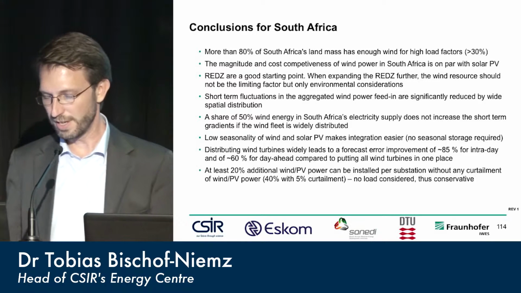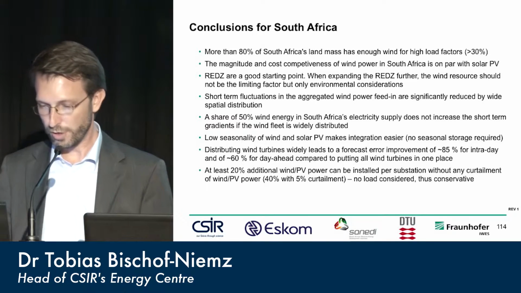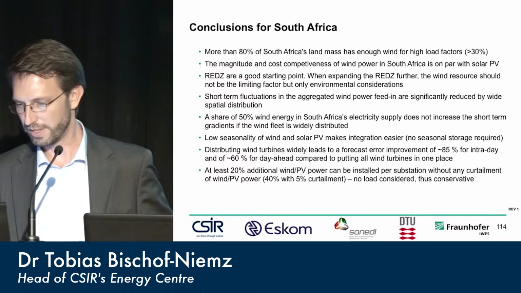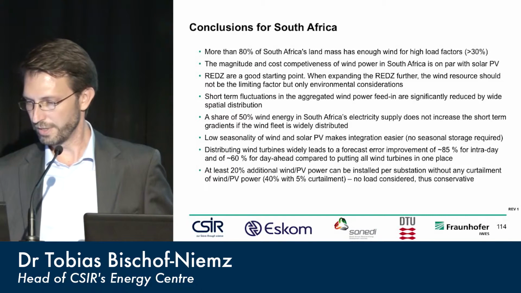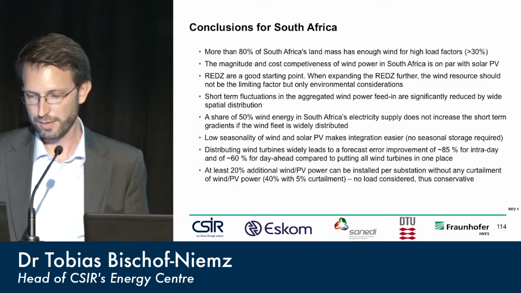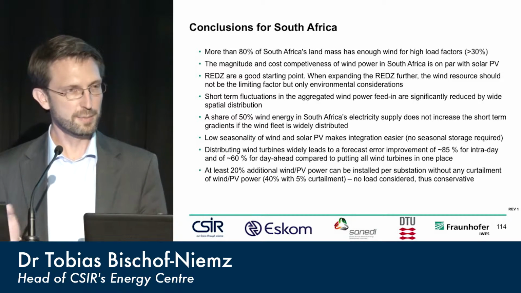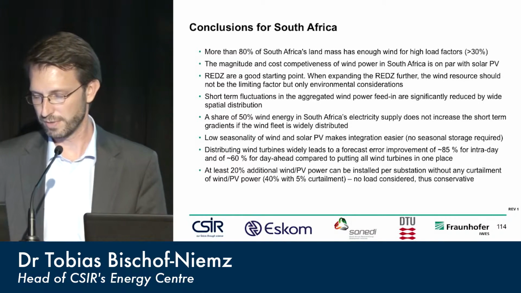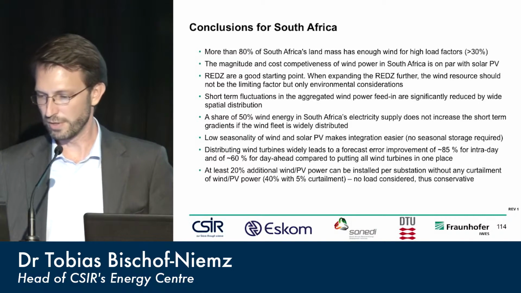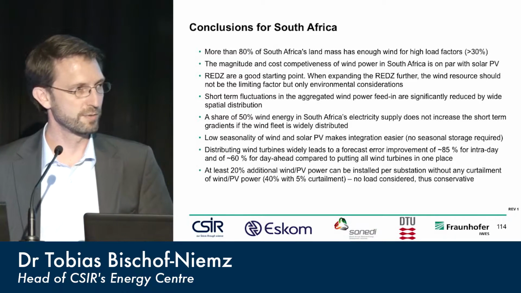So low seasonality is definitely good from a system integration perspective. The forecast error also improves with widespread spatial distribution. We have quantified that. And from the substation perspective, we saw that in the last slide: 20% additional rated capacity should be possible at any substation without any curtailment. Some substations even higher than that. And if you allow 5% curtailment, then you can install 40% more than the rated capacity of the substation.